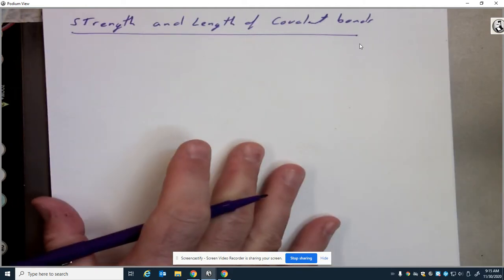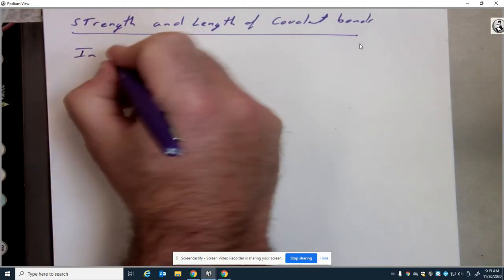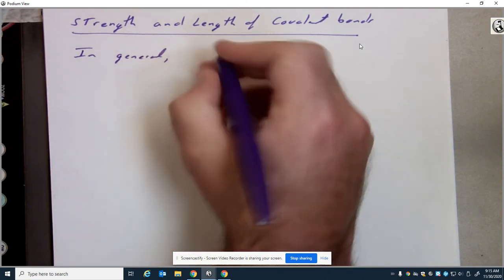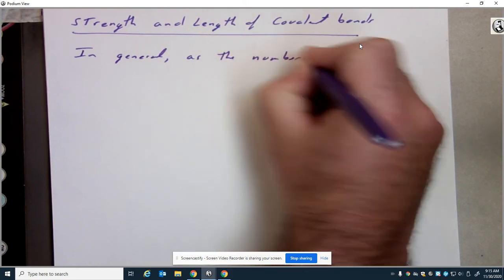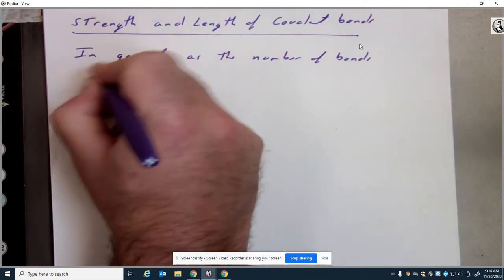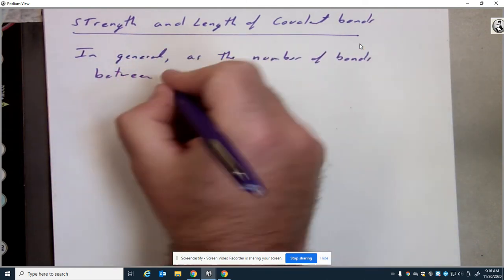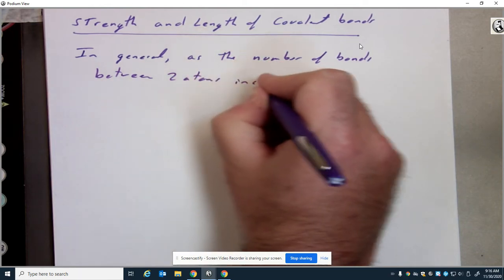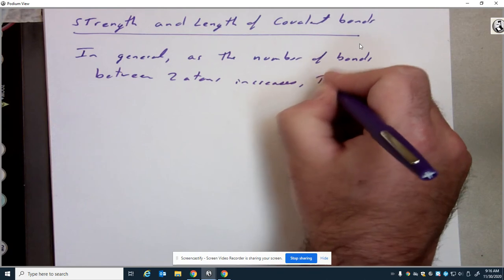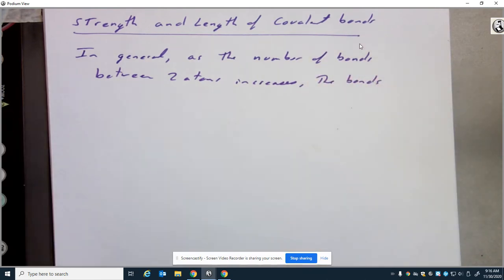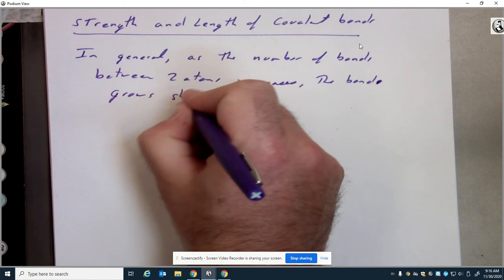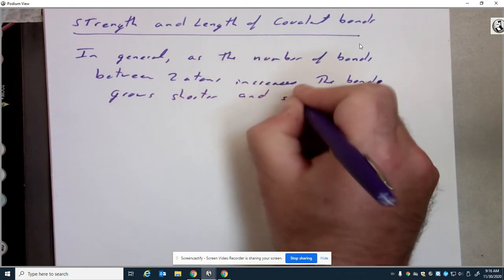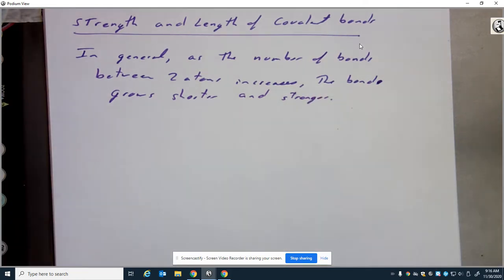Now, there's a general statement that we can use. In general, as the number of bonds between two atoms increases, the bond grows shorter and stronger. Now, to me, this just kind of makes sense, all right?